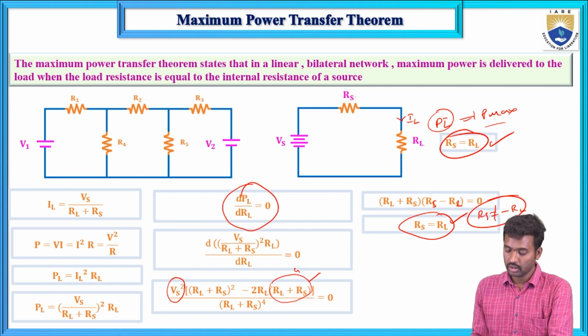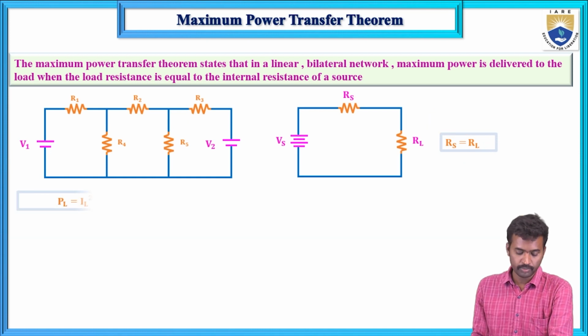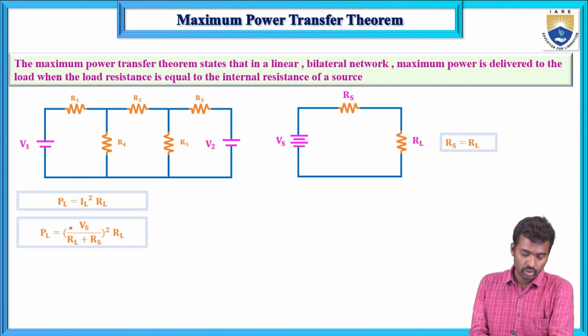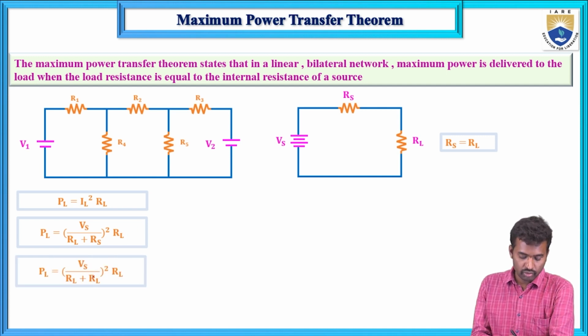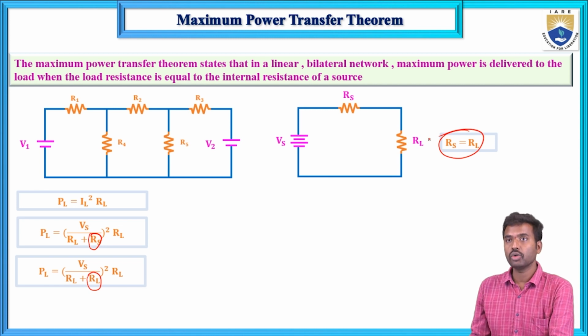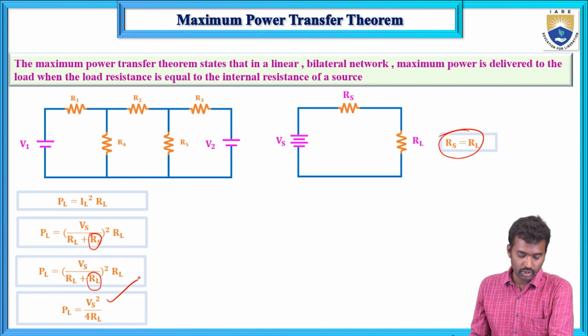The power formula is PL equals I square R, IL square RL. So PL equals, this is the IL, Vs by RL plus RS whole square into RL. Now Vs square by RL plus RL. When load resistance equals source resistance, RS is equal to RL. Substituting this, you will get PL, the maximum power delivered to the load, equals Vs square by 4RL.